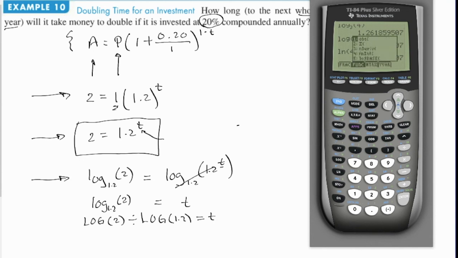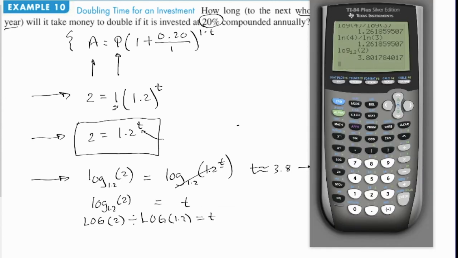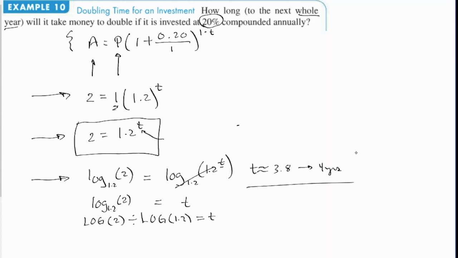So I'll do this with the correct base of 1.2, and I get 3.8 years, so 4 years. They want us to go to the next whole year. But if we use the change of base formula, log 2 divided by log 1.2, we get the same answer, or you could have used ln, but about 4 years is the answer.